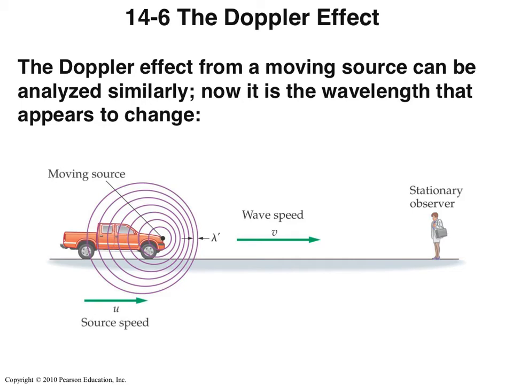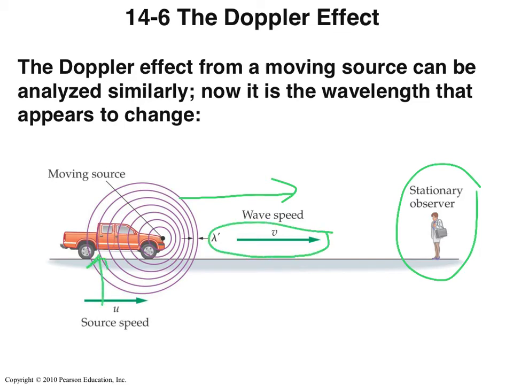Okay, so the Doppler effect for a moving source can be analyzed pretty similarly. Now it is the wavelength that appears to change. This is the opposite situation: the person is staying still and the sound is moving towards them. We have our source speed, which would be the car. We have our wave speed, which is the known wave speed of the actual sound, such as a car horn. And then we have our frequency. In these problems, a lot of things are already known and will be given to you.